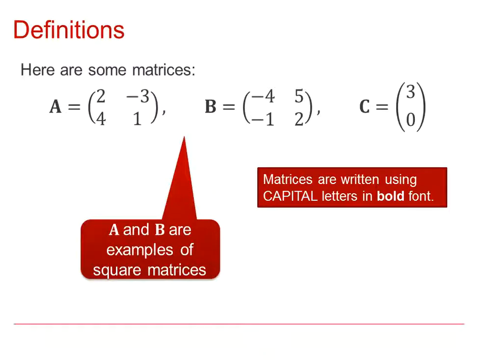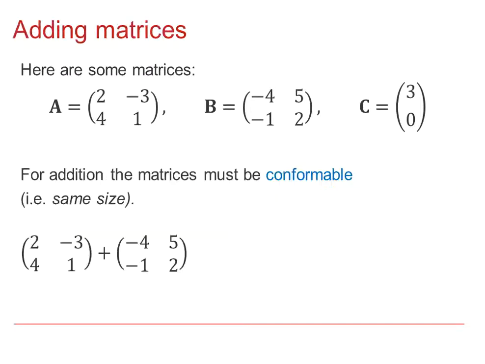Here we have 3 matrices. The first 2 matrices, A and B, are square matrices because they both have 2 rows and 2 columns, whereas C is not a square matrix. It has 2 rows and only 1 column. Matrices are often written using capital letters and in bold font when written in textbooks.